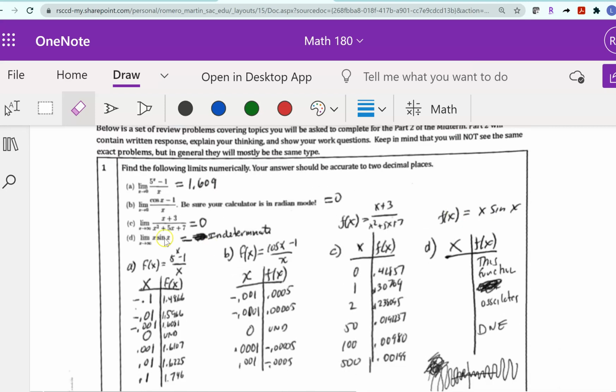Let's go and take a look at problem number 1. Here we're looking to find the limits numerically. So this is where you're going to plug in values, right, close to where we're trying to evaluate the limit. So in the first one, you have a function. Again, these are always in calculus kind of crazy looking functions because it helps us analyze the behavior of all functions at some point. And so you have this function here.